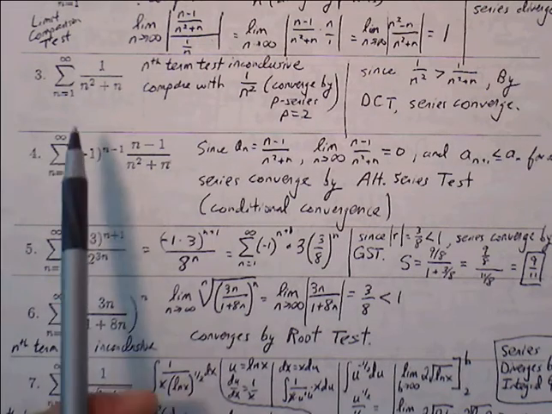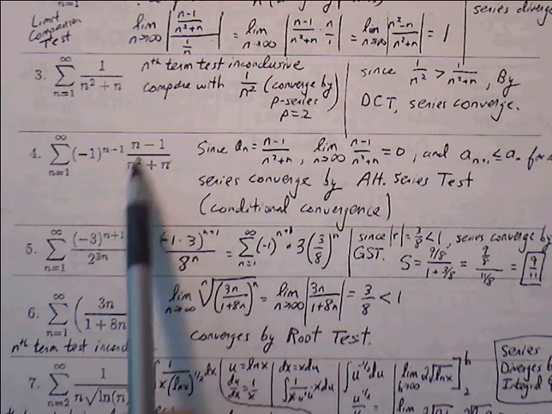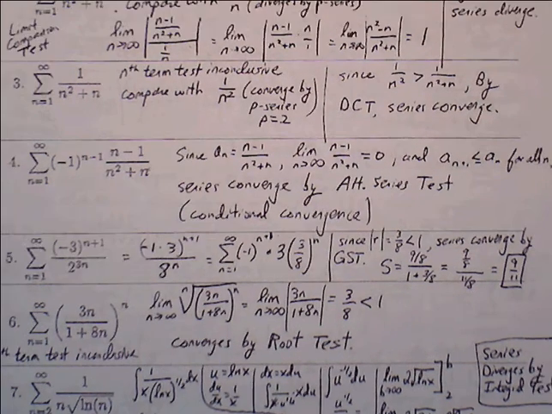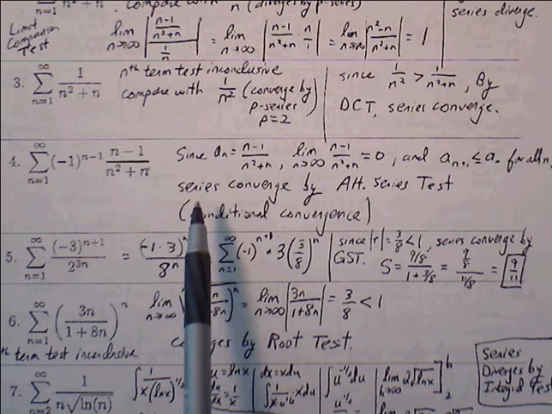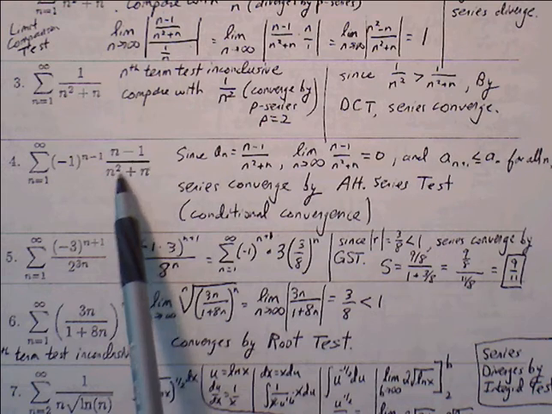Number four, we're going to ignore this portion for now. Just look at the (n minus 1) over (n squared plus n), and we can see that the limit as n approaches infinity will go to 0.